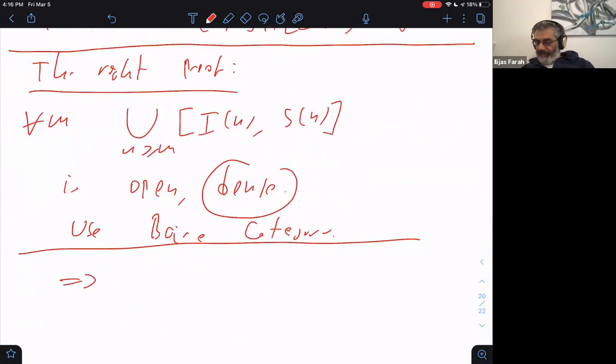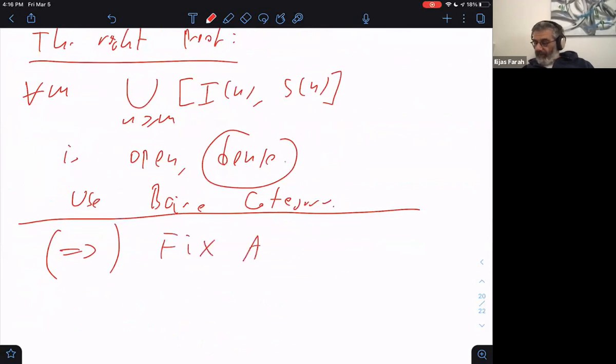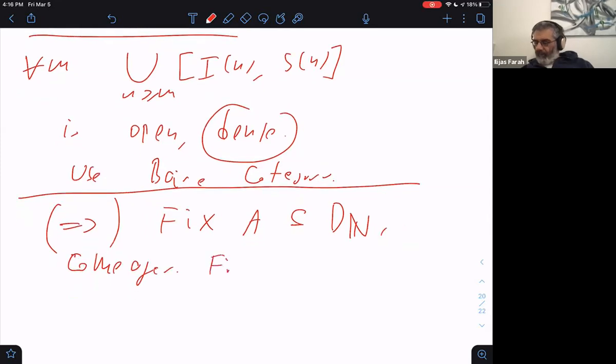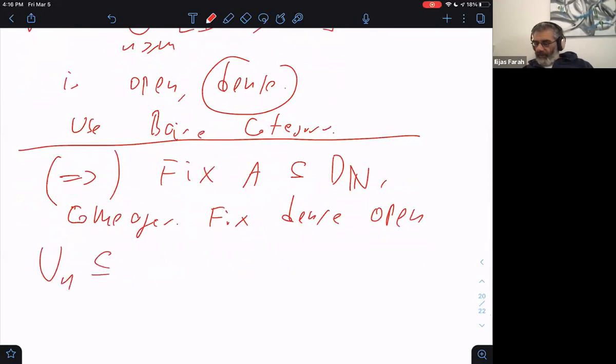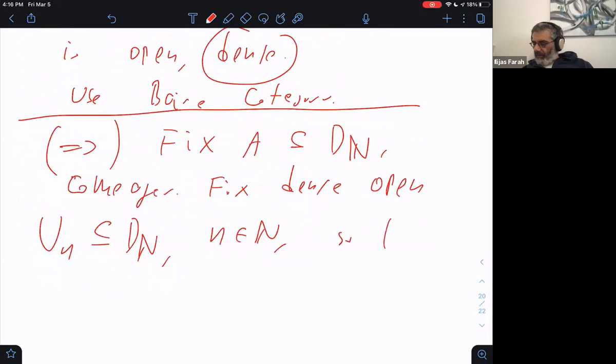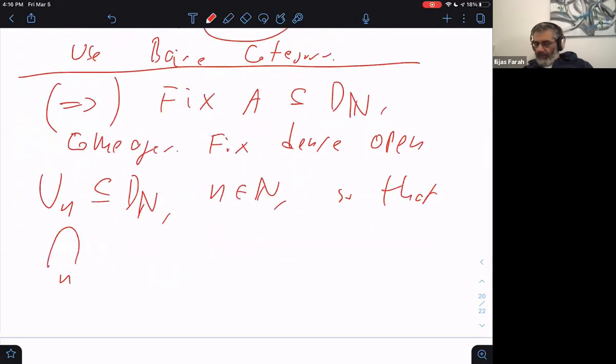All right. So we come to the interesting direction, the one that we are going to need later on. So fix a subset of D_n which is comeager. As we said, what that means is that A has a subset which is a dense G delta set. So fix dense open sets U_n, subsets of D_n for n in N, so that the intersection of the U_n is a subset of A.